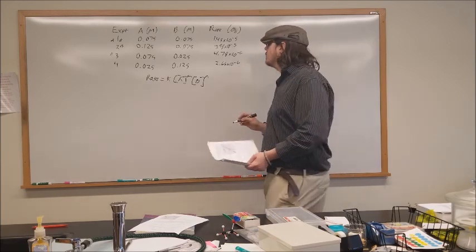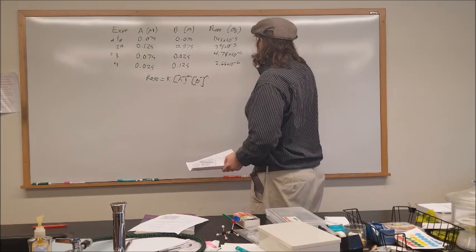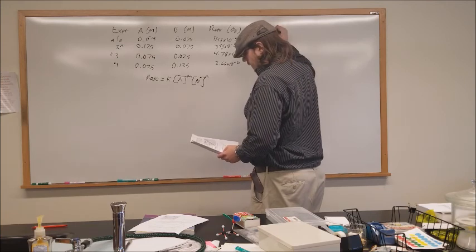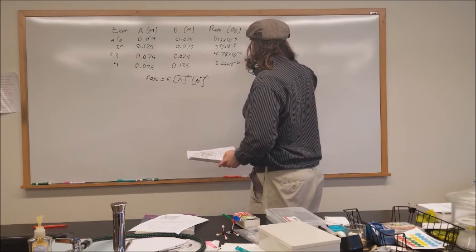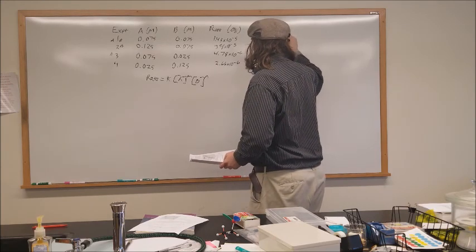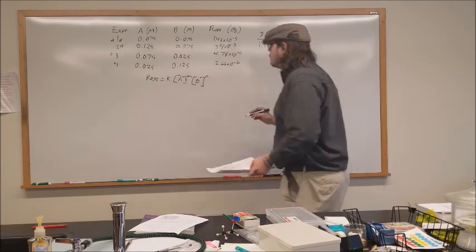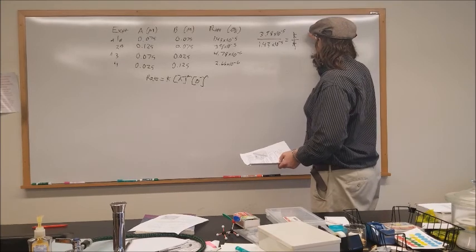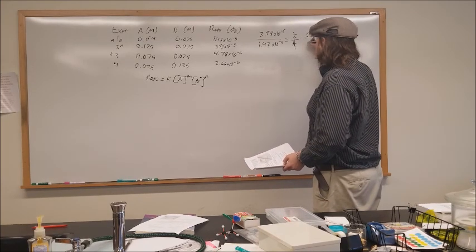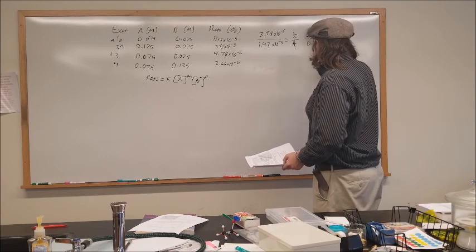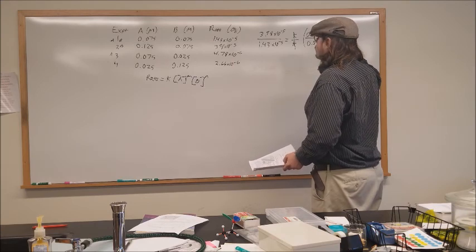We want 1 and 3. So we're going to compare the rate of 2, 3.98 times 10 to the negative 5th, divided by the rate of 1.43 times 10 to the negative 5th, equals K over K. They can cancel out because they are constants. A to the M over B to the M can be combined into A over A to the M. And same thing with B over B.